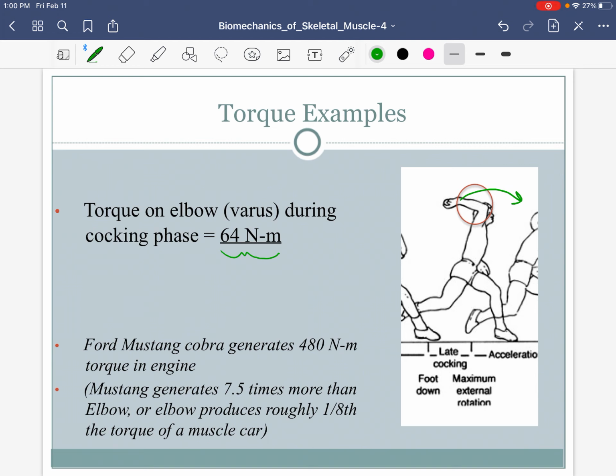Now, I know in the Olympics, people doing the shot put, they do twists with their body beforehand in their pre-cocking phase. But when they actually push out the weight, they're doing it just straight forward, with not really any rotation. When we add rotation, we can generate more force, we can generate spin, we can do all sorts of things. So the elbow generates a lot of that rotary force. 64 Newton meters is a lot, considering how small the elbow is.